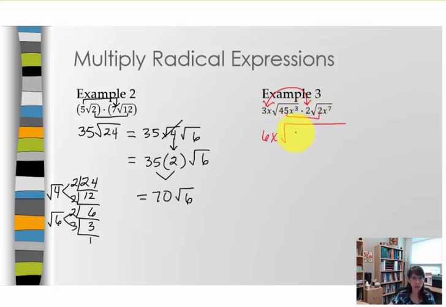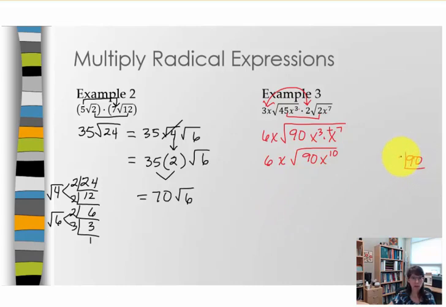45 times 2 makes 90. x cubed multiplied by x to the 7th, that looks like the product rule. So far we have 6x times the square root of 90 times x to the 3 plus 7. That gives us 10. So you do have to think back to some previous lessons with exponents in order to work these problems. Now we're ready to take 90 and break 90 into its prime factors.